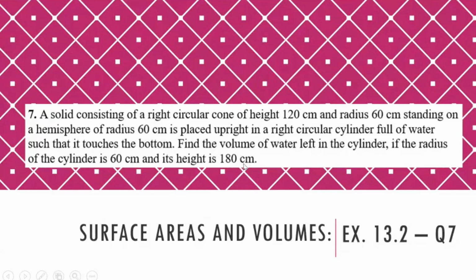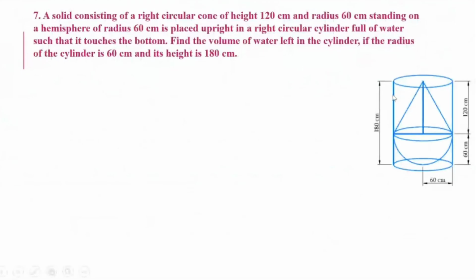So let us try to visualize the figure. Now this is a cylinder, right? And this cylinder contains a hemisphere, and on top of the hemisphere a cone has been placed, right? Now what are the dimensions given to us? The radius of the hemisphere is how much? This hemisphere has a radius of 60 centimeters and the cone also has the same radius of 60 centimeters. The height of the cone is 120 centimeters. What is the height of this? It is going to be 60 centimeters.